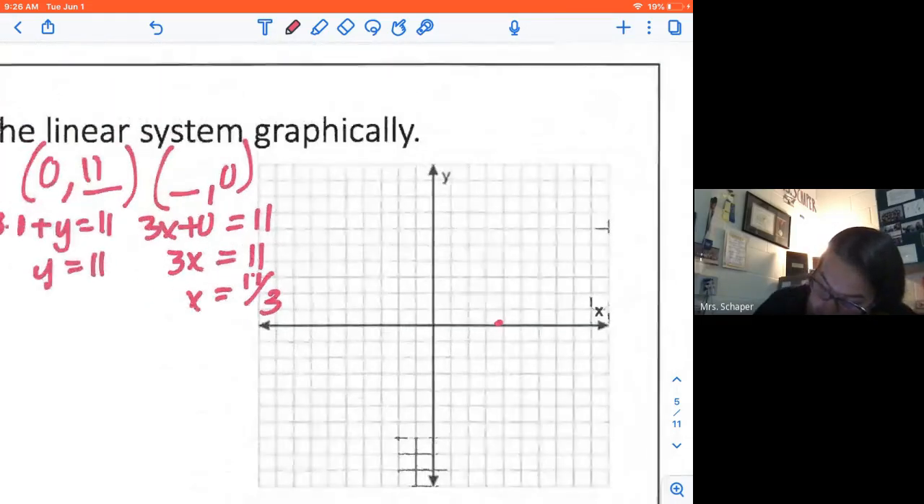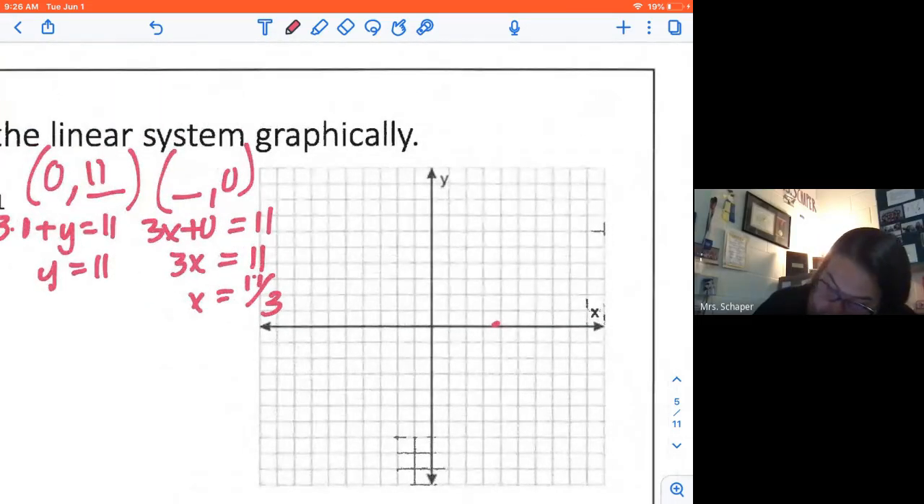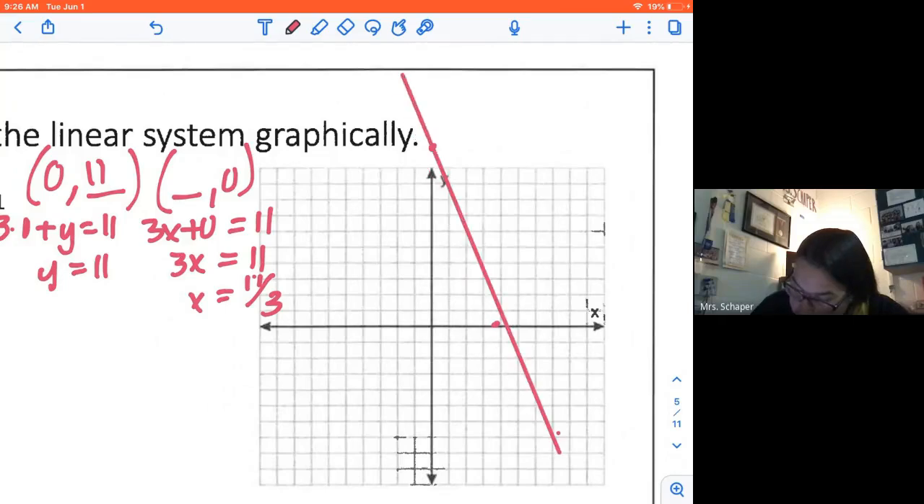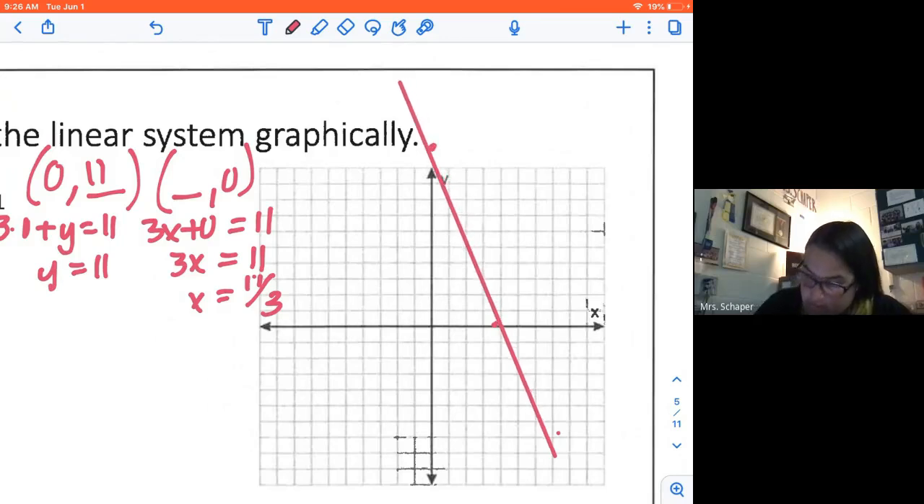And then y is 11. 1, 2, 3, 4, 5, 6, 7, 8, 9, 10, 11 is up here. So this first one, I'm going to graph. Nope, let's try it again. Sometimes when I draw my line, it doesn't exactly go through where I want it to go through, so it makes it a little bit harder, but I'm going to try.